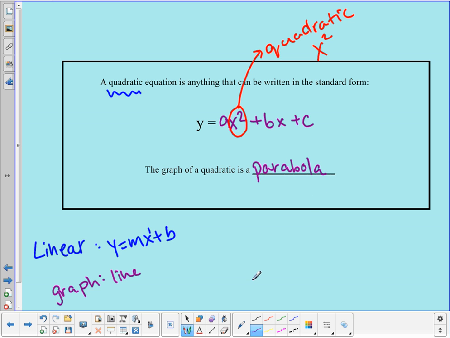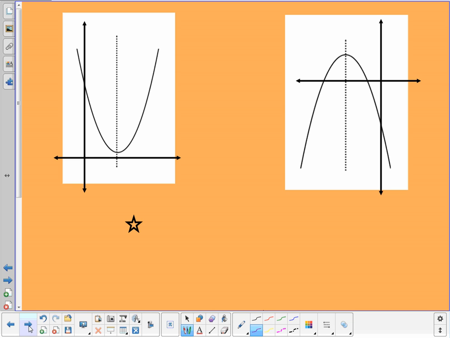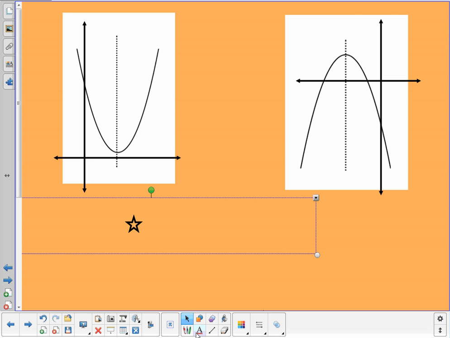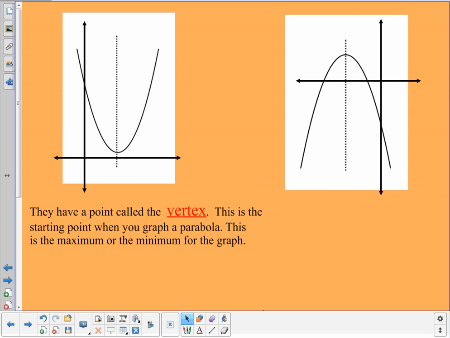And a parabola makes this U shape. And it could be a U like that, or it could be a U opening up like that. So let's just talk about the different parts of a parabola. So, like I said, we've got U's that could be opening up like this, and we could have U's that are opening down like this. So the first thing, probably the most important point in a parabola, is called the vertex. This is the starting point when you graph a parabola. This is the first thing that you need to find. It's also the maximum or the minimum.